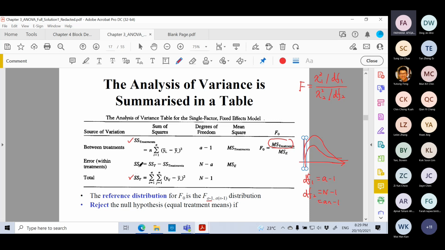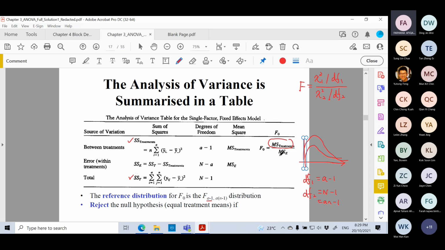The SSE is another chi-square distribution divided by n minus b. Therefore, you use this one over this one, because this one over this one gives you the first part, and this one over this one gives you the second part. Then they form the F distribution. So this is the reason why you need the mean square.